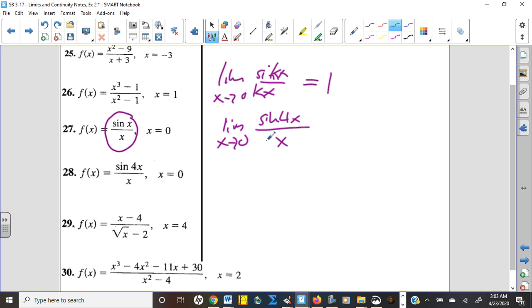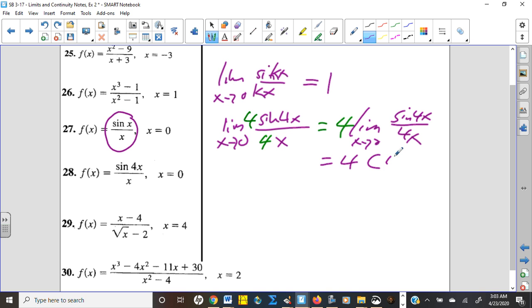That was the trick. Now you can't add a 4 to the bottom unless you add 1 to the top, right? So then I could pull the constant 4 out of the top, leaving me with the limit as x goes to 0 of sine 4x over 4x. So that just became the 1 by identity that we were looking for.